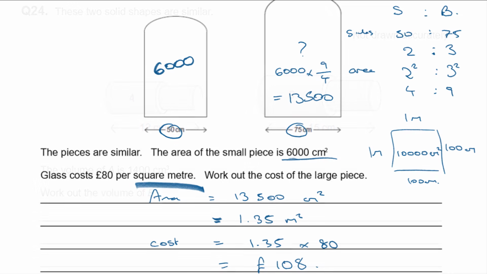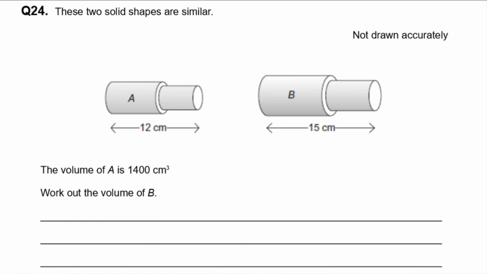Okay. Question 24. These two solid shapes are similar. The volume of A is 1400 cubic centimeters. Work out the volume of B. Okay, now notice again, we've got matching sides given. So A to B, the ratio of their sides is 12 to 15, which cancels down, doesn't it? They're both divisible by 3, so that's 4 to 5.